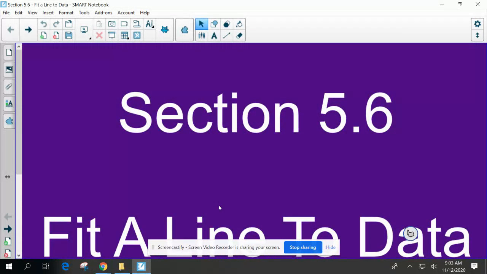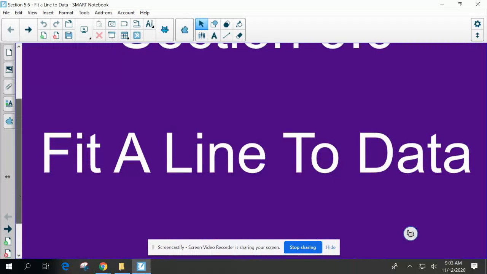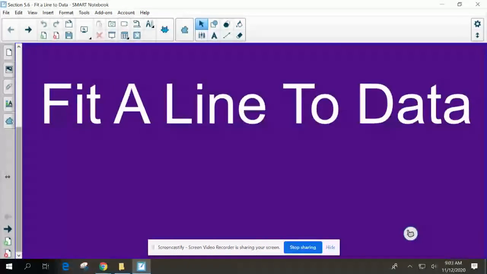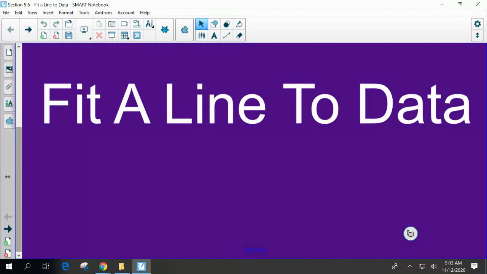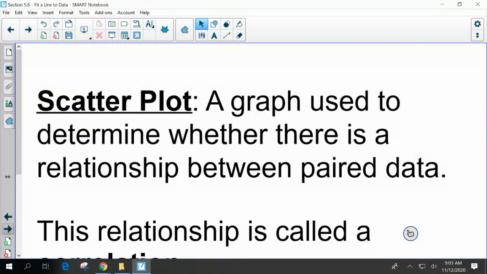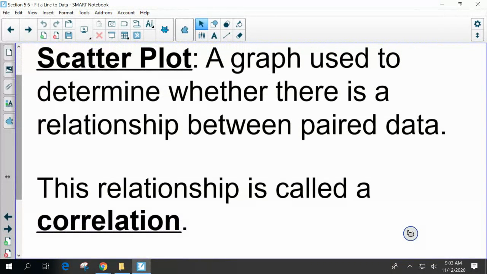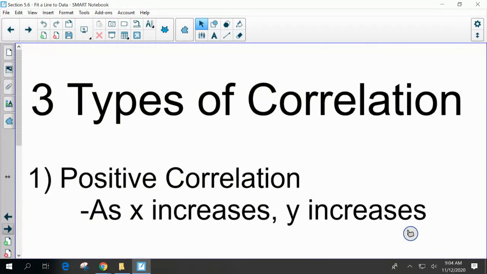All right, so we are talking about fitting a line to data, or line of best fit, today. So your first couple of problems, first vocab words. You have scatter plot. That's a graph that you use to determine whether there is a relationship between a set of data. If there is a relationship, that relationship is called correlation.